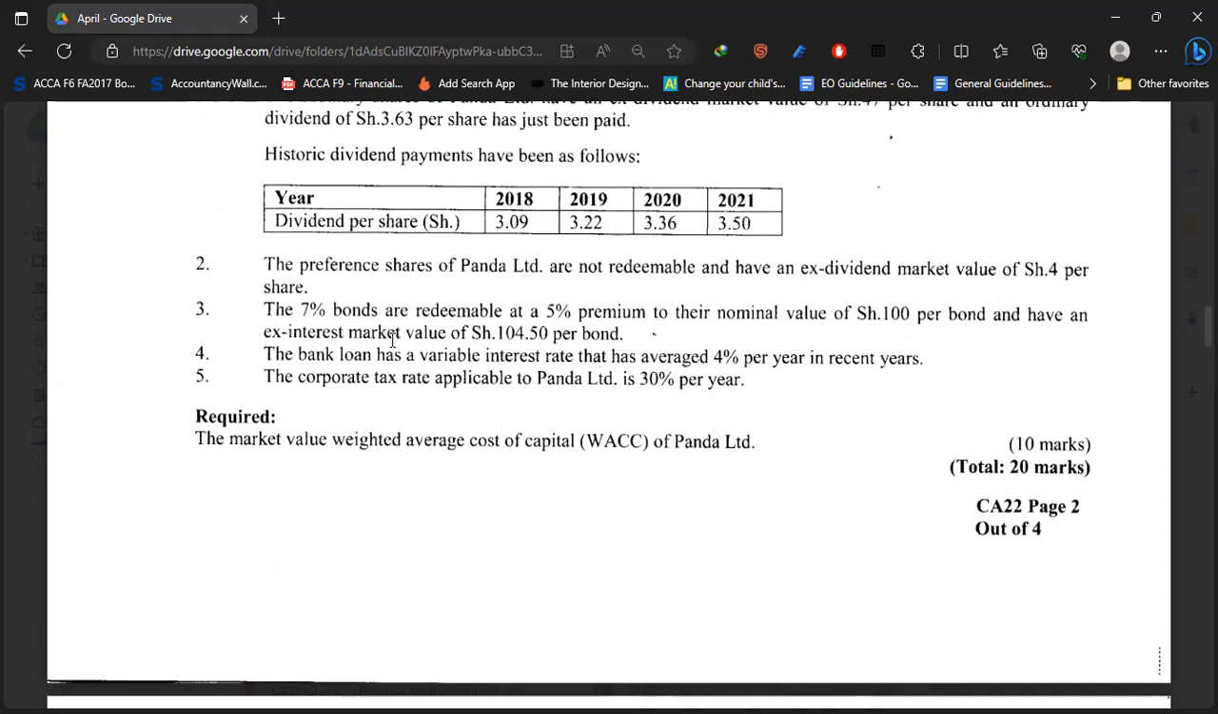The 7% bonds are redeemable at 5% premium to their nominal value of 100 shilling per bond and have an ex-interest market value of 104.5 shilling per bond. The bank loan has a variable interest rate that has averaged 4% per year in the recent years, and the corporate tax rate applicable to Panda Limited is 5% per year. Required: the market value weighted average cost of capital of Panda Limited.